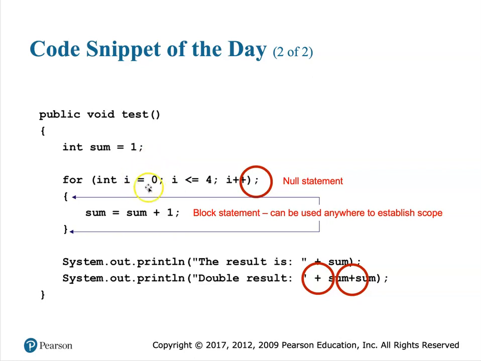So we just churn in this for loop, drop through, and then, well, aren't the curly braces going to be a problem? Well, no, that's a block statement. Those can be used anywhere. And so we drop through. Sum was 1. We go through here. Sum equals sum plus 1. Sum becomes 2. So the result is 2, and the double result becomes 22.